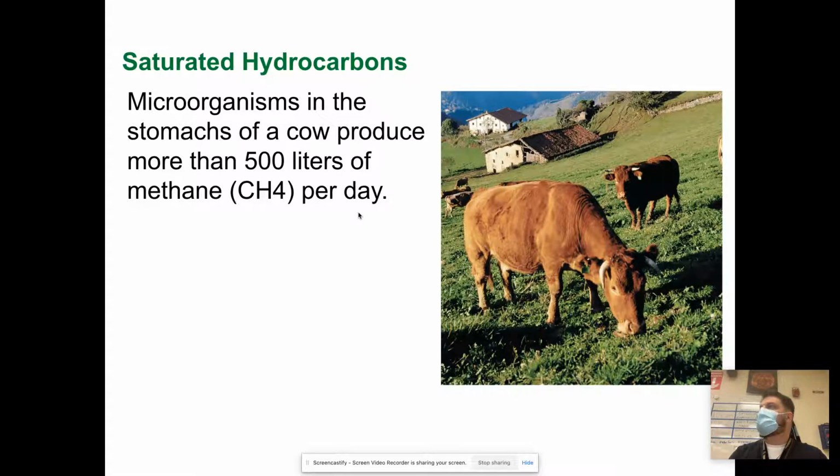Dairy farms are the largest contributor to greenhouse gases on planet Earth. You would think that cars contribute more greenhouse gases. No, it's the dairy farms.